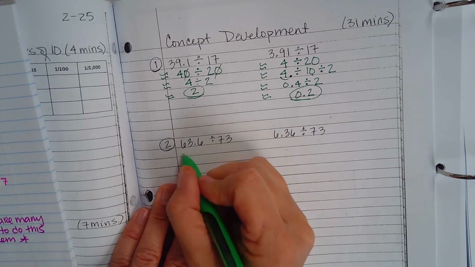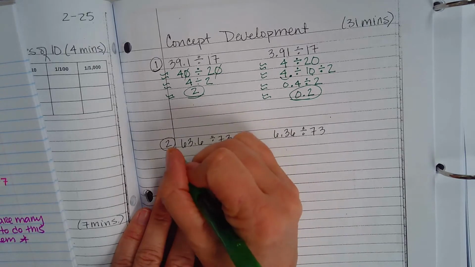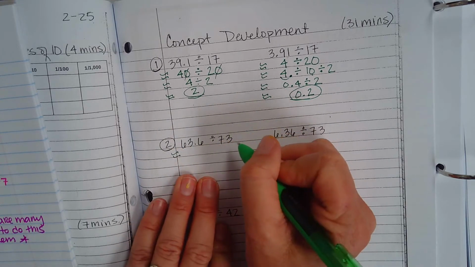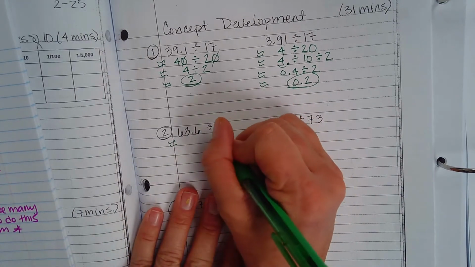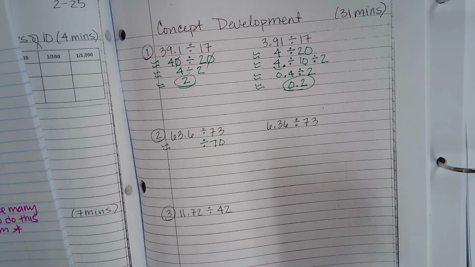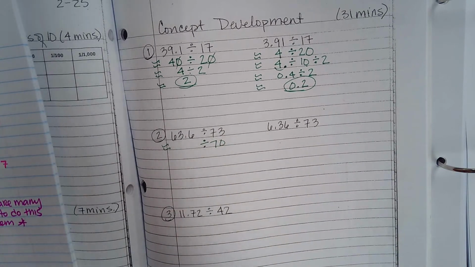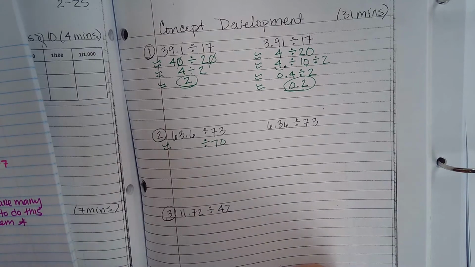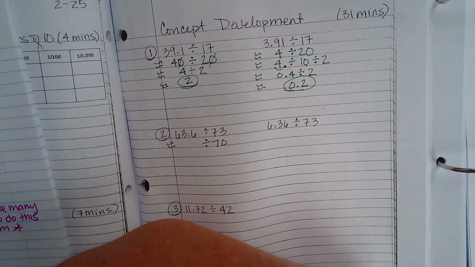All right, now let's go 63.6 divided by 73. Let's start off. What are you going to round 73 to? 70. Okay. What should we round 63.6 to? 60. But what do you know about basic multiplication facts? Because remember, that is our objective today. I can use basic facts.